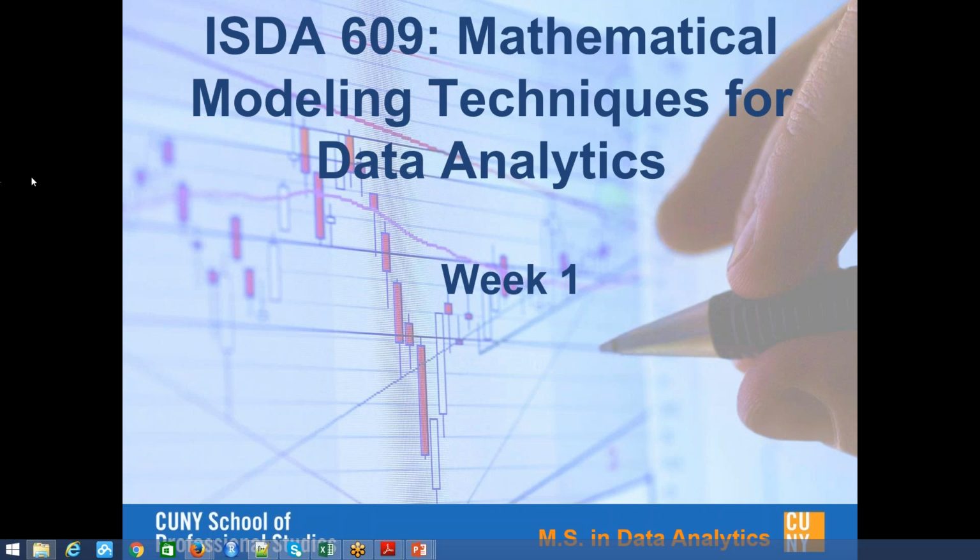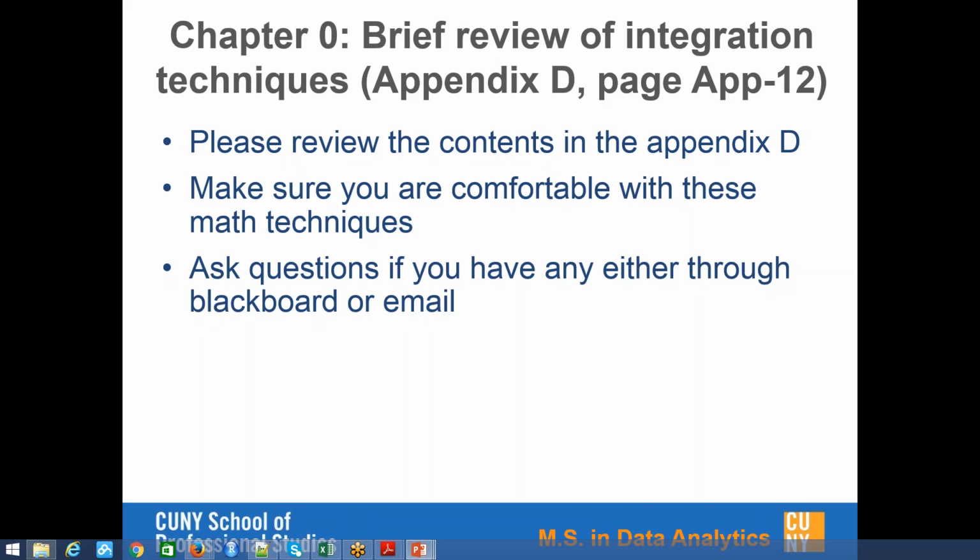Okay, so let's continue. This is week 1 material. Before you start reading the book for week 1, please definitely review the integration techniques in Appendix D, page APP-12, and then review the contents in Appendix D. Make sure that you are comfortable with these math techniques. Ask questions if you have any, either through Blackboard or email.